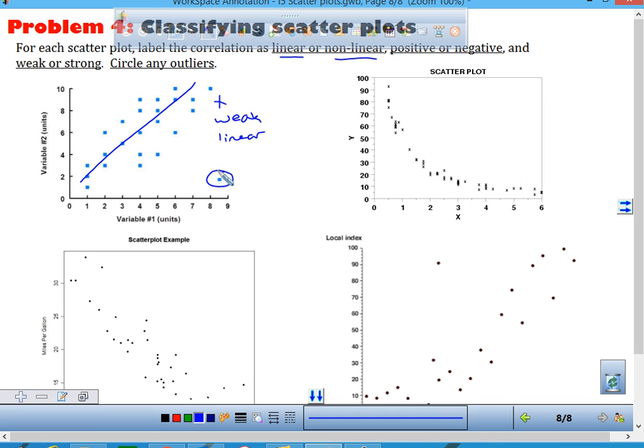Okay, next one. Positive or negative? Negative. Okay? Strong or weak? I'd say that one's pretty strong. Linear or nonlinear? There you go, because that one curves. And then, any outliers? No.